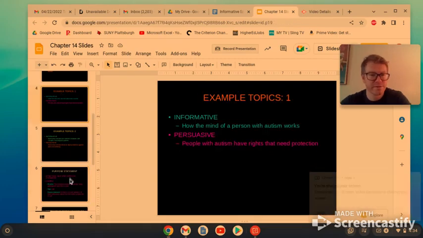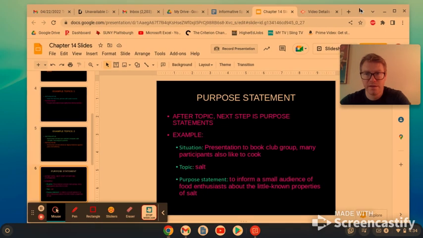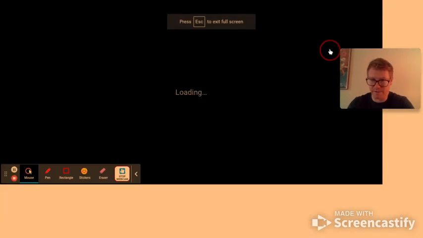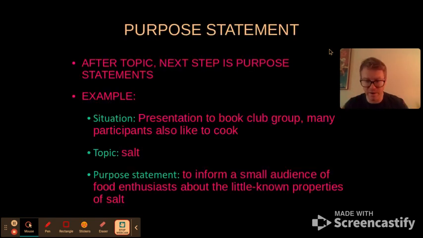A couple other things after the topics. When you're planning this out, so you come up with a topic, you'll see that those topics in the examples were very broad. It was just something that has to do with how autism works, or something that has to do with how non-human animals experience the world, and how their brains work.